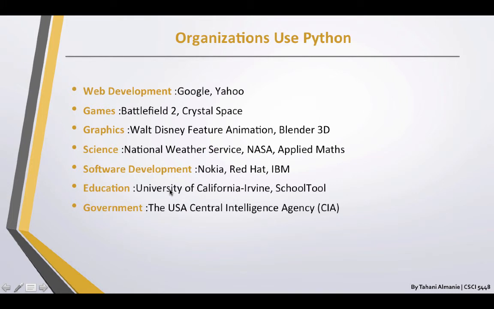For education, the University of California, Irvine has developed dozens of Python applications, including a searchable schedule of classes and a real-time class roster retrieval and grade posting system for faculty. SchoolTool also uses Python, which is a project to develop a common global school administration. And finally, for government, the USA Central Intelligence Agency, CIA, is powered by Python.